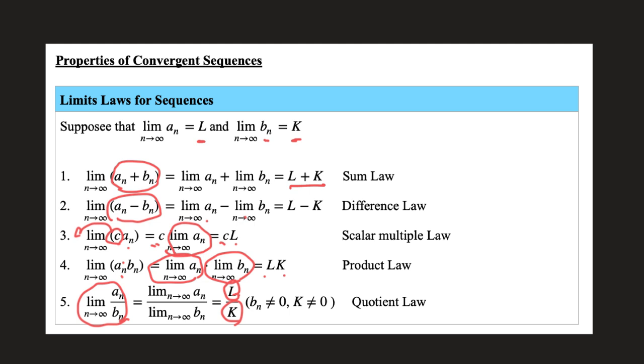We're going to use these properties of convergent sequences. But one really important thing here is that when you use these properties, make sure both sequences have a limit. If one of them is divergent, we cannot use these properties.